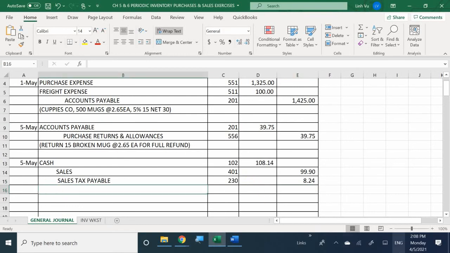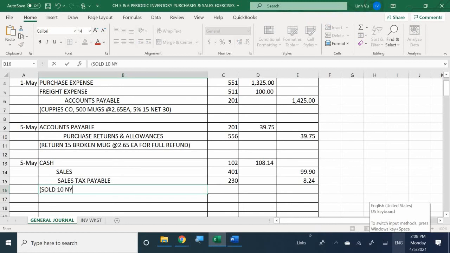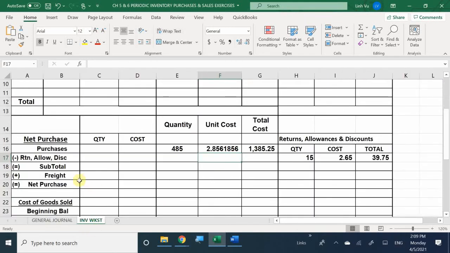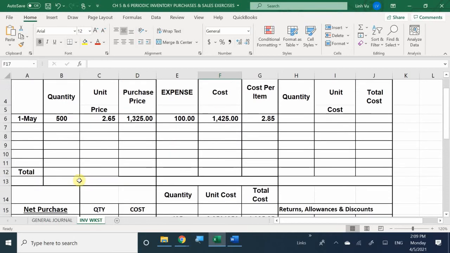Last thing I'm going to note here is I sold 10 mugs at $9.99 each. Pretty straightforward. All right, so with this sale, do I need to go to my inventory worksheet? Yes? Why? Let's take a look. Inventory worksheet. Where can I put my sales?